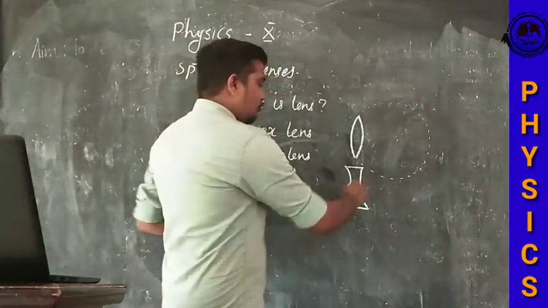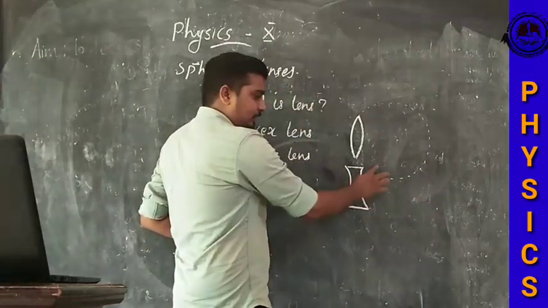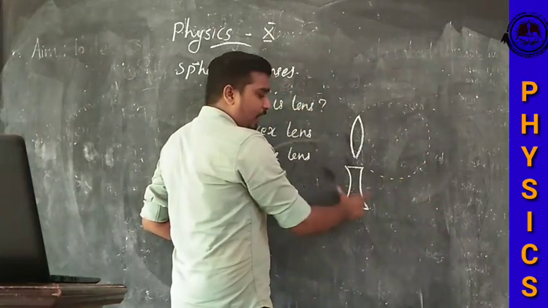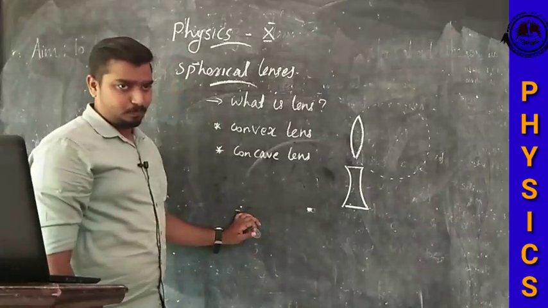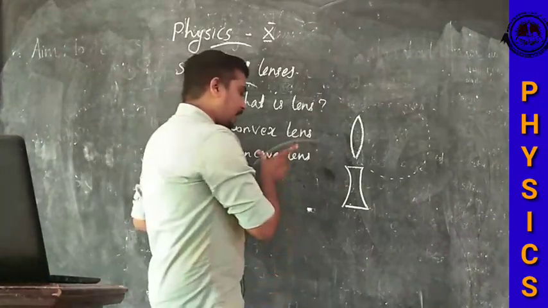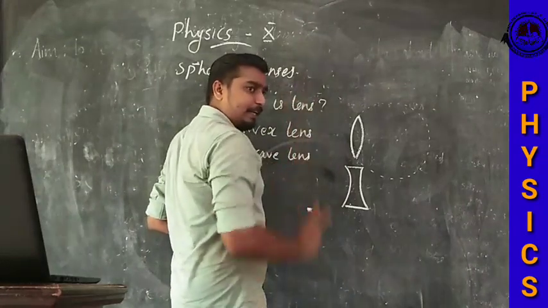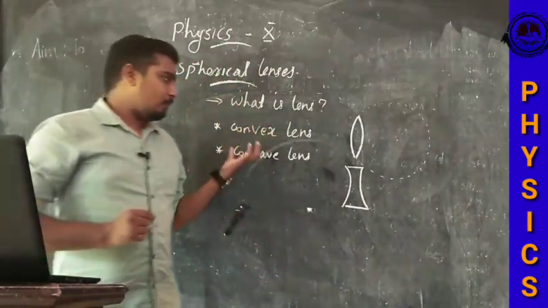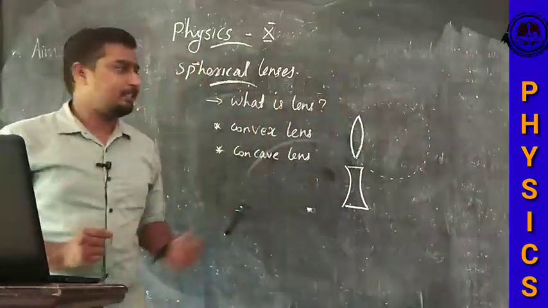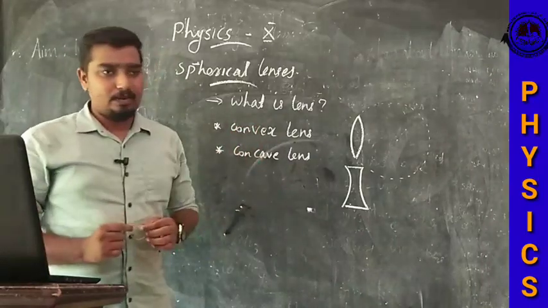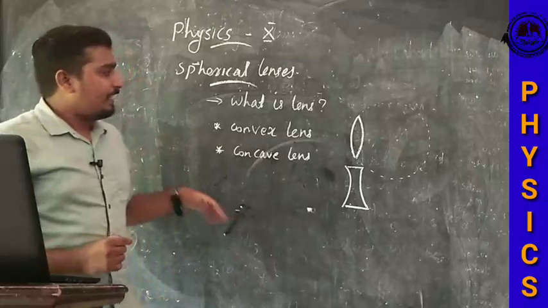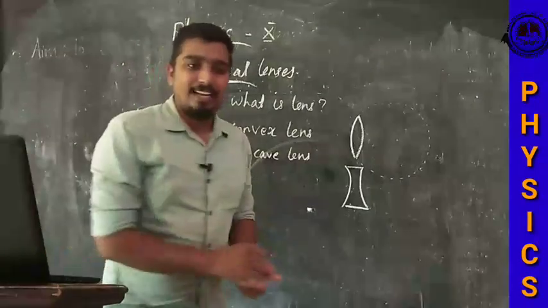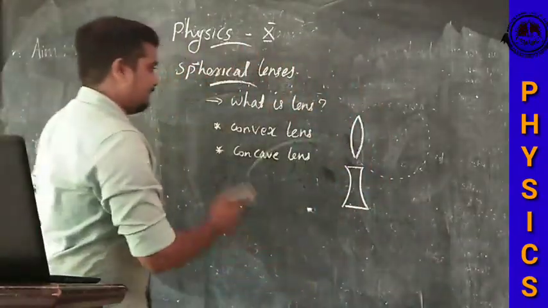That is, it has two spherical surfaces, and they are parts of an imaginary sphere. That means a concave lens also consists of two spherical surfaces. Okay, these are the two types of spherical lenses, one is convex lens and the other is concave lens. Next we are going to discuss some terms related to these spherical lenses.